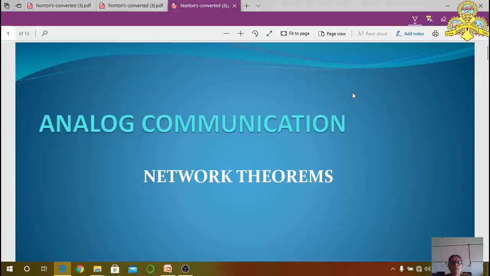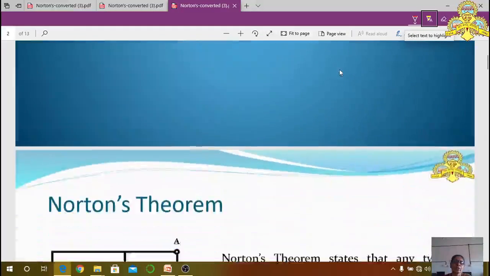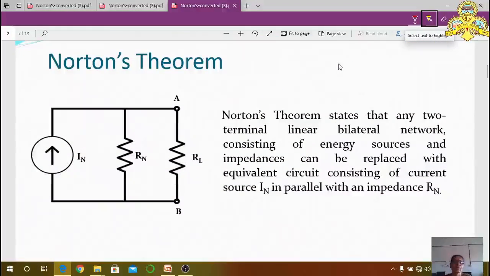Hello everyone. We have already discussed the superposition theorem and Thevenin's theorem. Now I am going to explain Norton's theorem. You already know that Thevenin's theorem states that the given circuit can be converted into a Thevenin's equivalent circuit. In that, the Thevenin's voltage ETH is in series with Thevenin's resistance RTH.